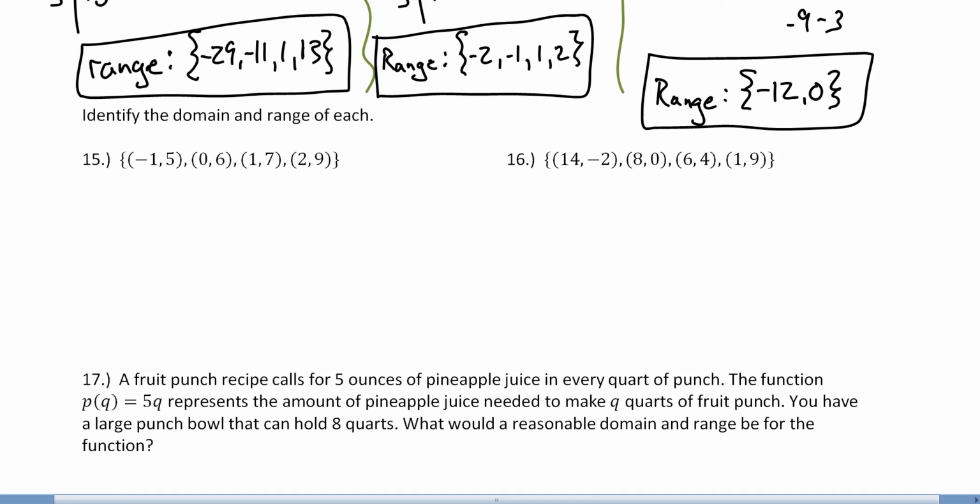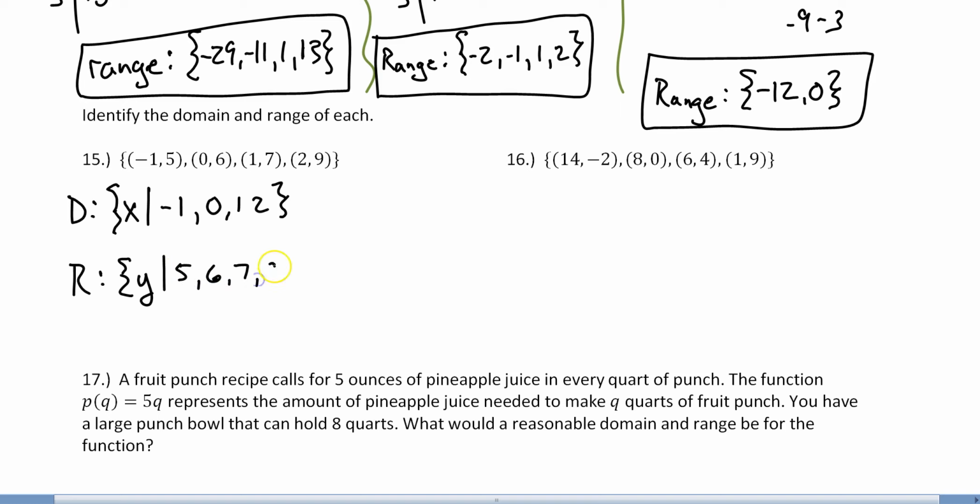Okay. For these ones, it says identify the domain and range. And typically when we do the domain and range, I'll do set builder notation. So here, I'm going to say x such that, just to tell myself, hey, the domain is the x values, so I'm just writing down the x values. And again, I'll try to write them in ascending order, -1, 0, 1, and 2. And then I look at the range values. That's my y values, so y such that. And I write down my y values again. I've got a 5, a 6, a 7, and a 9.